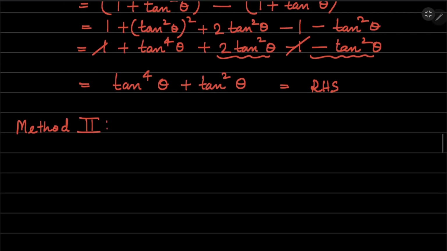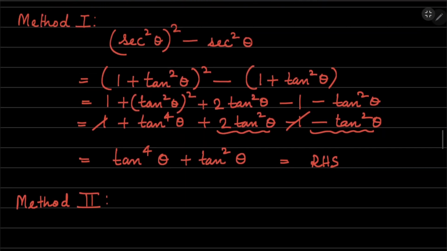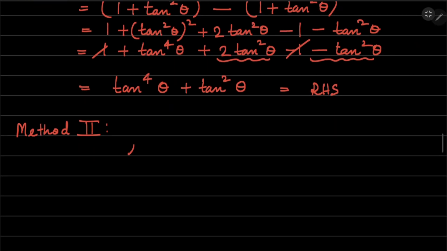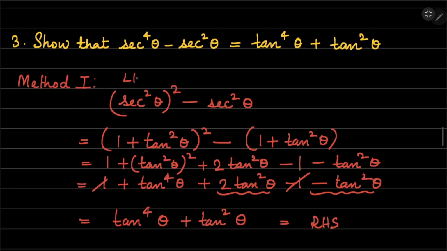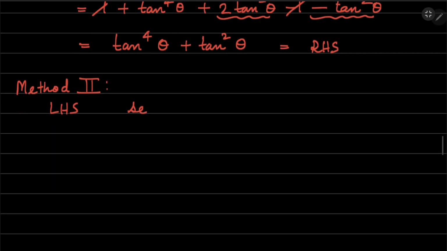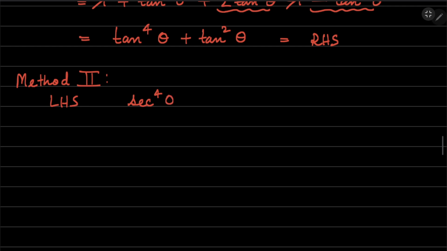Let me write what is the very first part. Secant to the power 4 theta, the LHS. Whatever I am taking is your LHS. So secant to the power 4 theta minus secant square theta. Here I can take secant square theta common. So what will remain inside? The first term will be secant square theta minus 1.